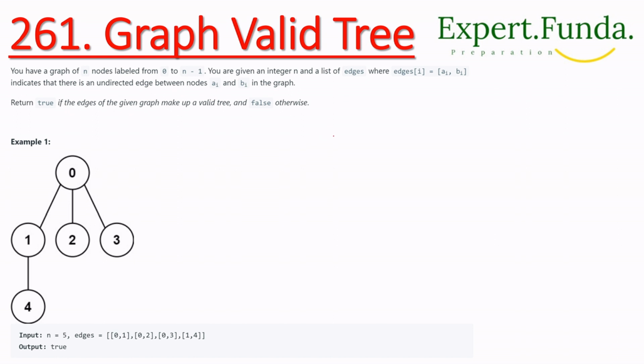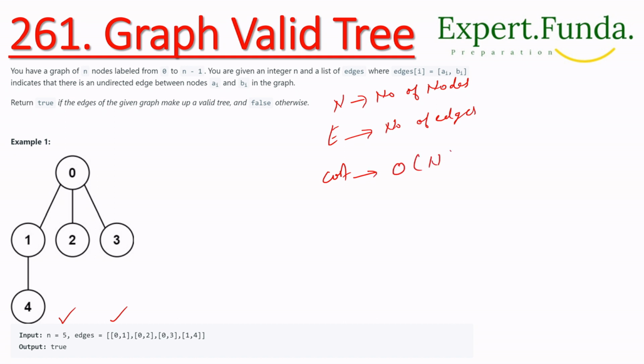Let's understand, E is the number of edges given, right? And N is the number of nodes given. This is given in the example here. So creating the adjacency list requires initializing a list of length n, with a cost of O of n, correct?